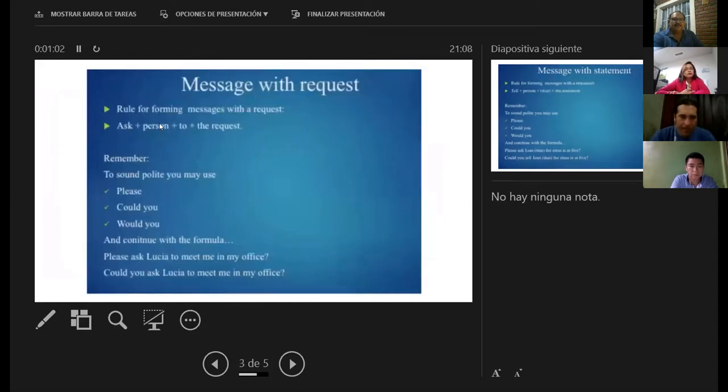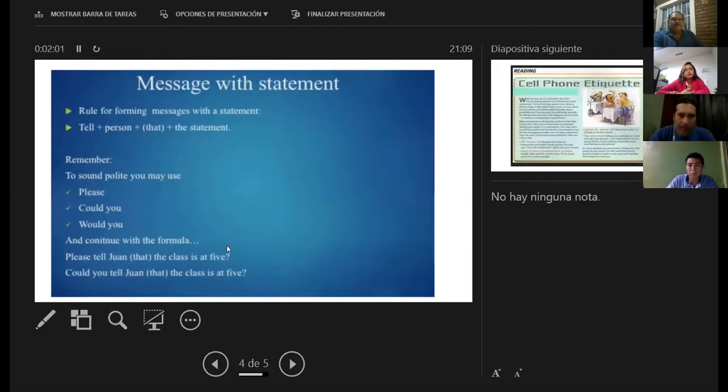The rule for forming messages, remember, is: ask, the name of the person, to, and then the request. Ask Tim to wake up early. Ask Ellie or Elizabeth to come early. So then you can use the same structure, and at the beginning you can place please, could you ask, or would you ask. Example: please ask Lucia to meet me in my office. Could you ask Lucia to meet me in my office? So it's basically the same way, but in two or three different forms. You can also use would you.